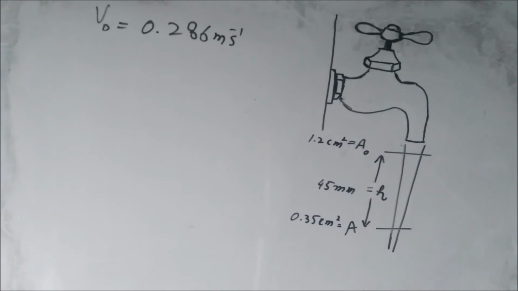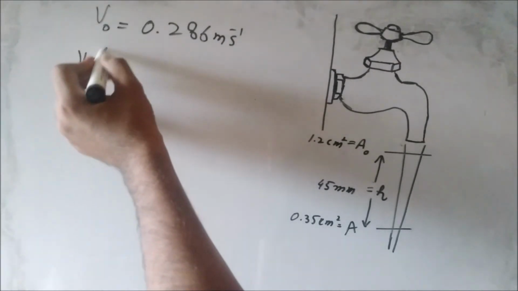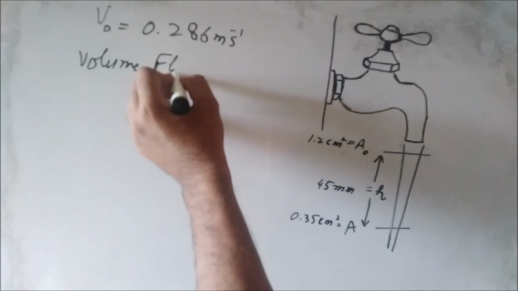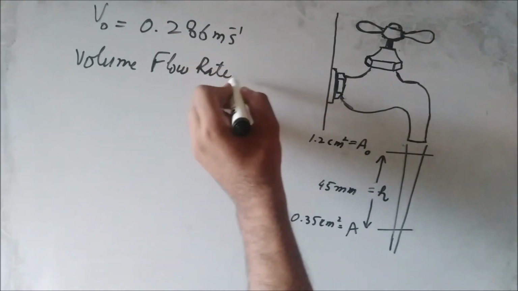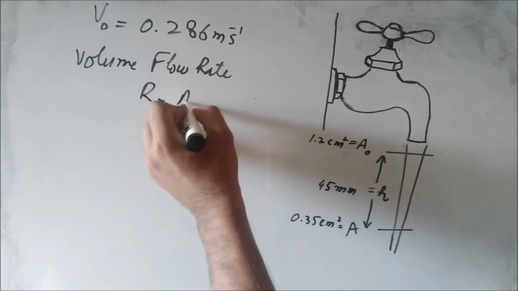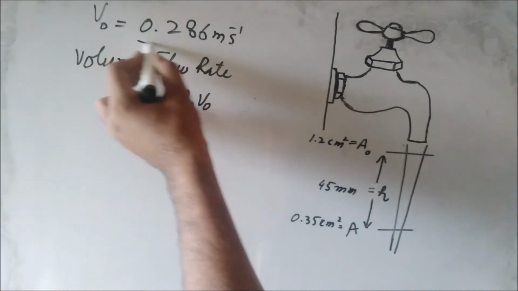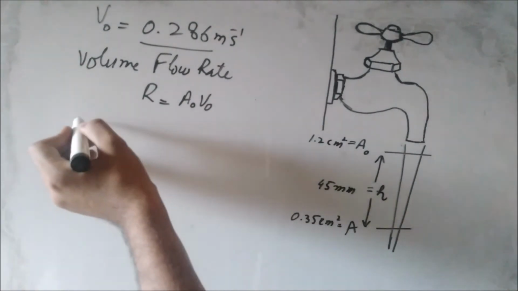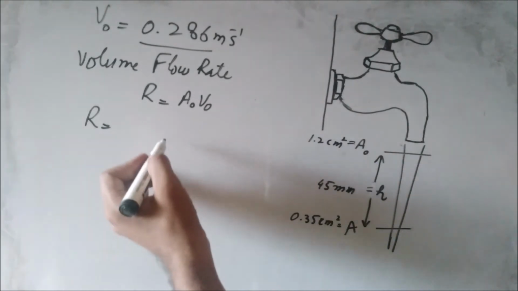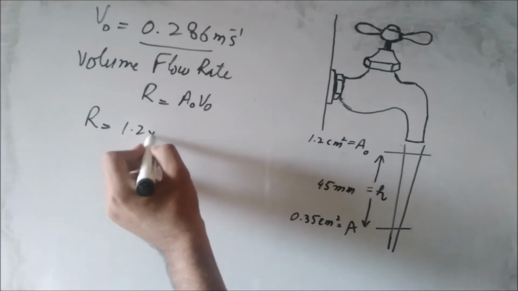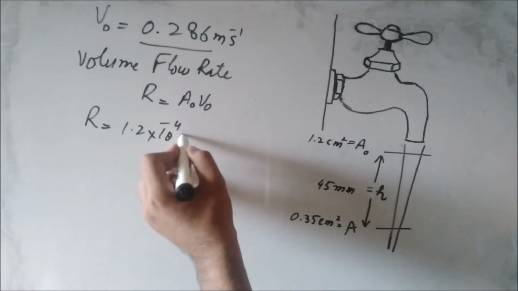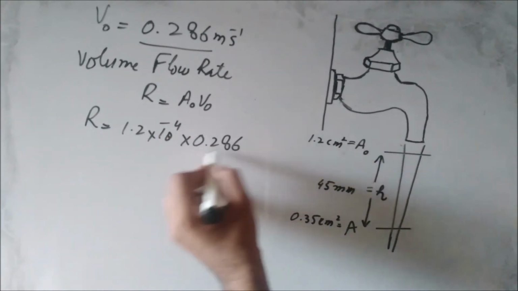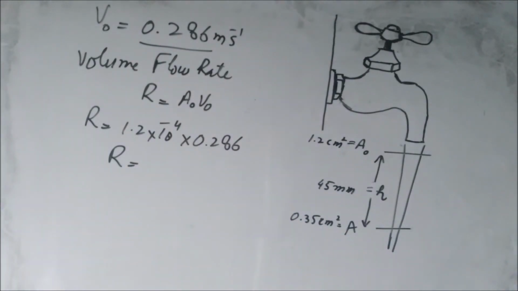As you remember, in the question we are asked to find the volume flow rate, which I wrote earlier, R equals A naught V naught. Now I have the value of V naught, and A naught is already given in the data, so I can easily calculate the volume flow rate. A naught is 1.2 × 10 power minus 4, while V naught is 0.286. So the answer is 0.3432 × 10 power minus 4 meter cube per second.